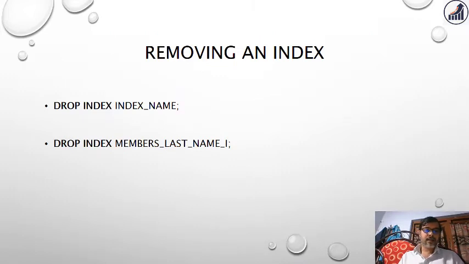To remove an index, you use the drop index statement: drop index, then the index name. For example, drop index member_last_name_i actually drops this index from your database management system. You can learn more about how to drop an index in another tutorial, where you will find that to change an index you have to first drop the index and then create it again.